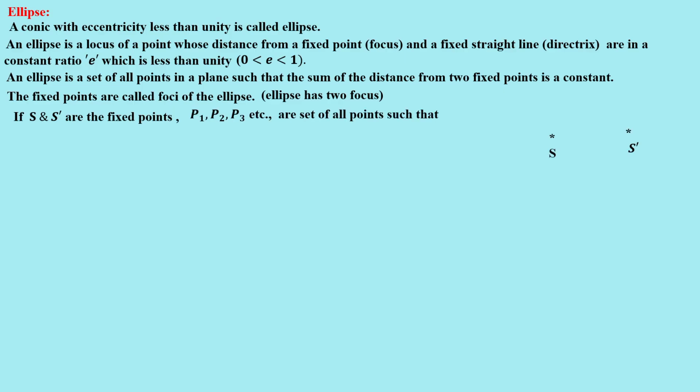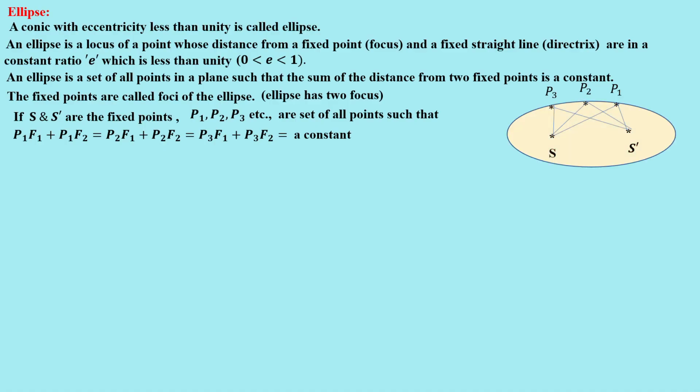S and S dash, and P1, P2, P3, etc. are the set of points, such that we are choosing three points. The distances P1S, P1S dash, P2S, P2S dash, P3S, P3S dash: the sum P1F1 plus P1F2 is equal to P2F1 plus P2F2, which is equal to P3F1 plus P3F2, which is equal to a constant. Then the path passing through the points P1, P2, P3, that is the locus of the point P, is an ellipse.